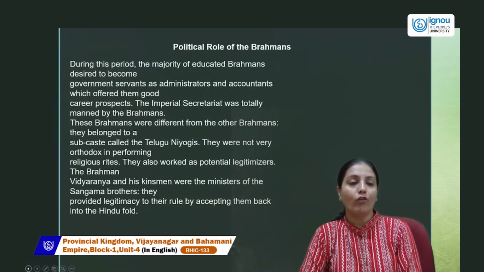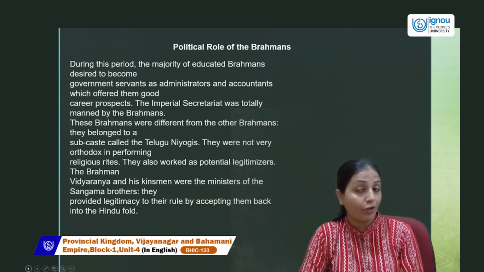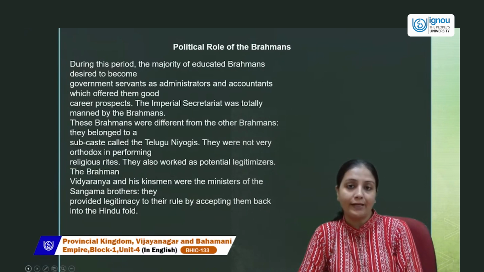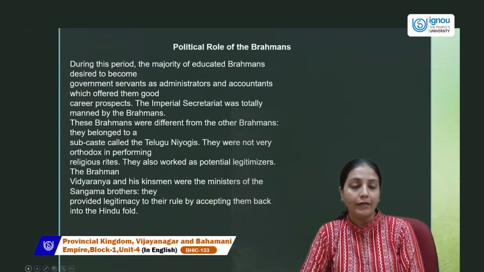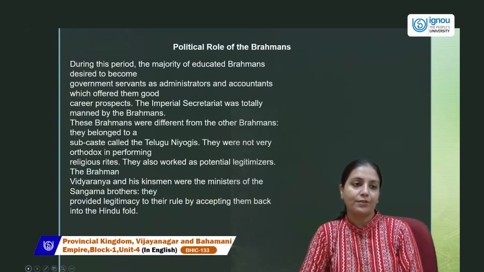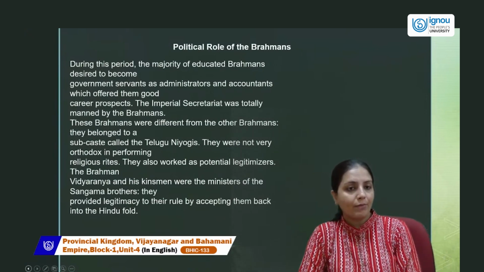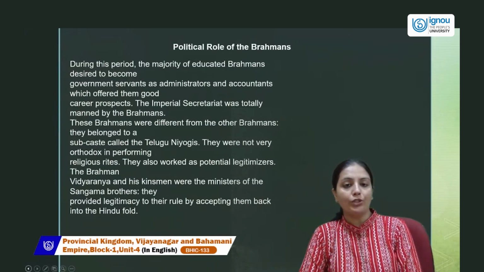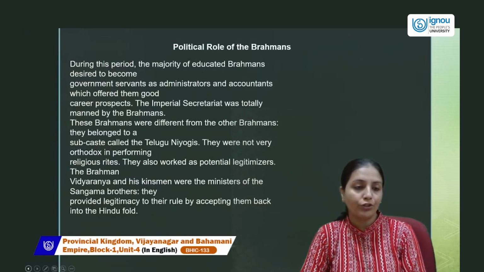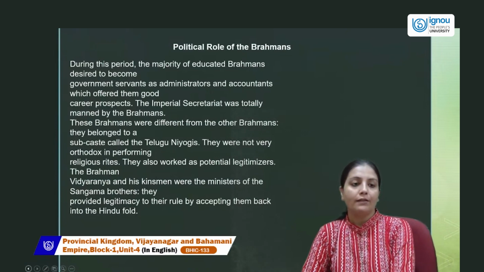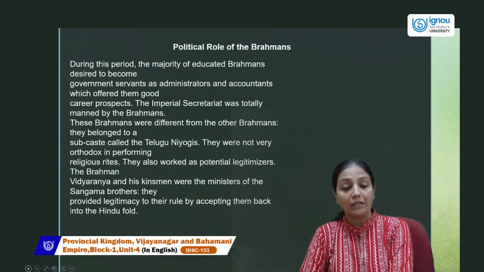The political role of Brahmins. During this period, the majority of educated Brahmins desired to become government servants as administrators and accountants, which offered them good career prospects. The imperial secretariat was totally manned by Brahmins. These Brahmins were different from other Brahmins. They belonged to a subcaste called Telugu Niyogis. They were not very orthodox in performing religious rites. They also worked as potential legitimators. The Brahmin Vidyaranya and his kinsmen were the ministers of the Sangama brothers.